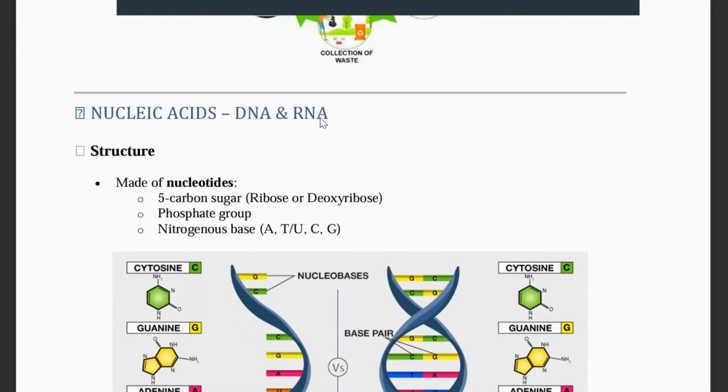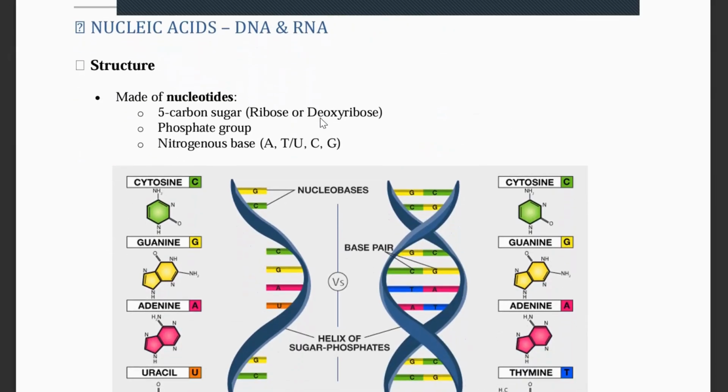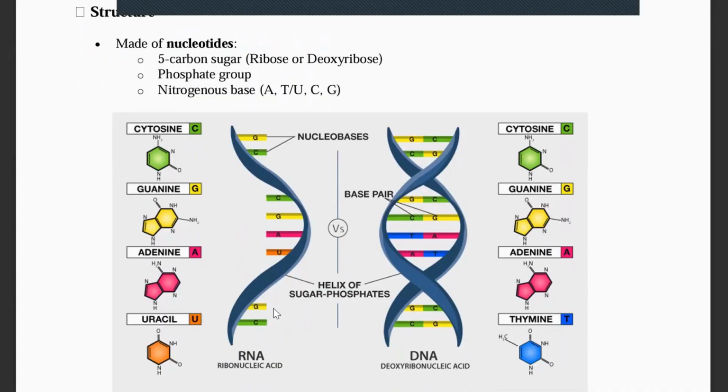Next topic comes the nucleic acid. Nucleic acid, DNA and RNA. Structure: it is made up of nucleotides. What are nucleotides made up of? It is made up of a nitrogen base that is A, T or U, C and G, a phosphate group and a 5 carbon sugar that is ribose or deoxyribose. You can see the structure of the RNA, ribonucleic acid, and this is the structure of the deoxyribonucleic acid.